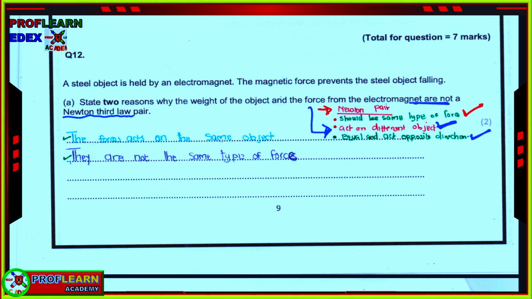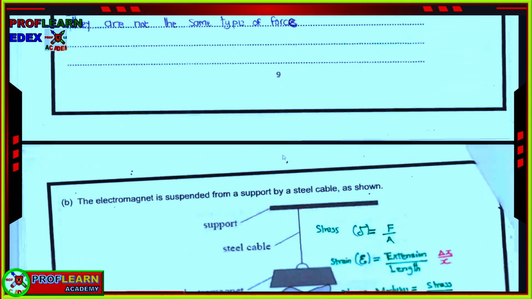Then the forces act on the same object. We said they should be acting on different objects. They should be of the same type, equal and in opposite direction. But here, what is happening? They are acting on the same object, right? They are not the same types of forces, right? Okay.